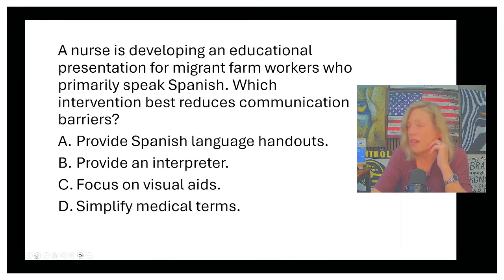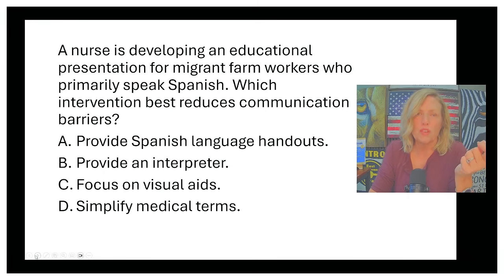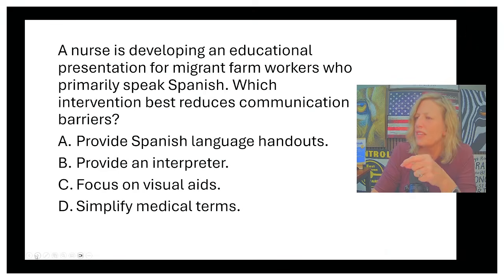If I'm just going out myself, non-nurse, just talking to people who don't speak English, I guess I don't have to provide an interpreter. But I'm working as a nurse, and civil law actually says that we have to provide an interpreter for people who don't speak the language. So I do have to provide an interpreter. Focus on visual aids, maybe. Simplify medical terms. Well, that's not going to help if they don't speak English, although it may help if I did it in Spanish or had an interpreter. So C and D are okay, but only if I have an interpreter.